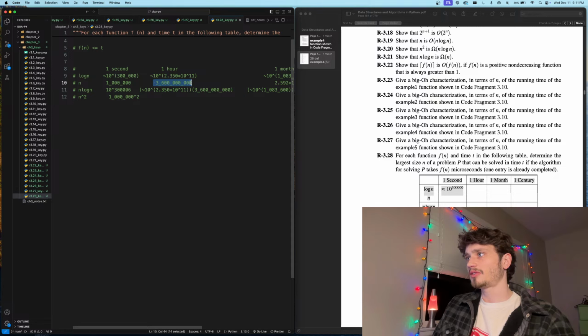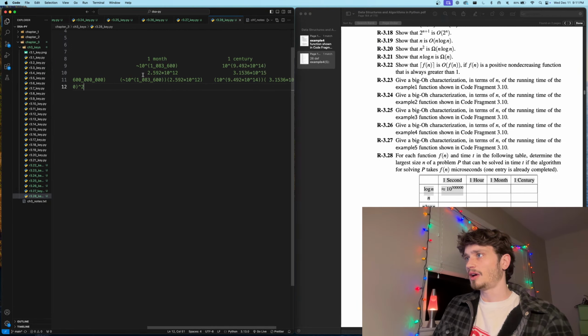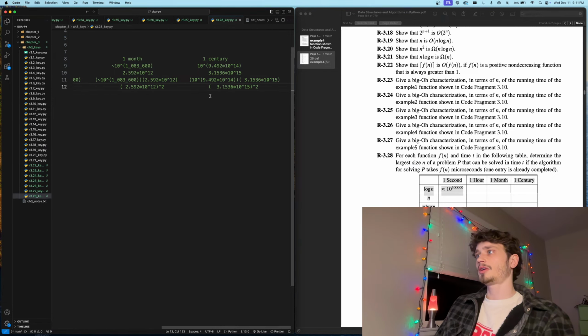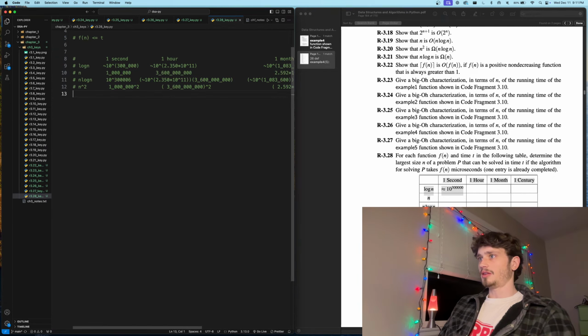So do this. It'd be this to the power of 2. It would be this to the power of 2. It'd be this to the power of 2, right? And then the 2 to the power of n function would look like this, obviously. 2 to the power of n.